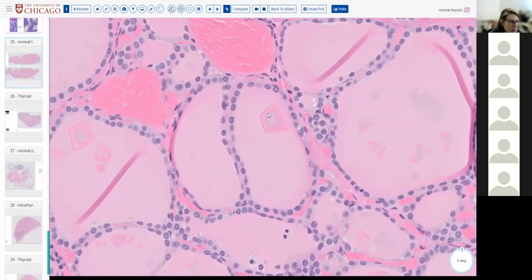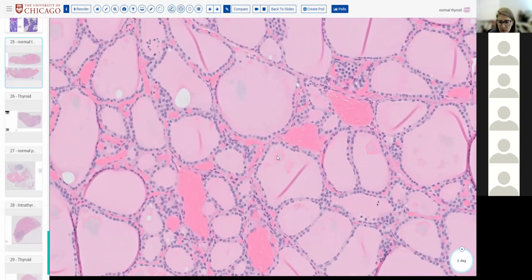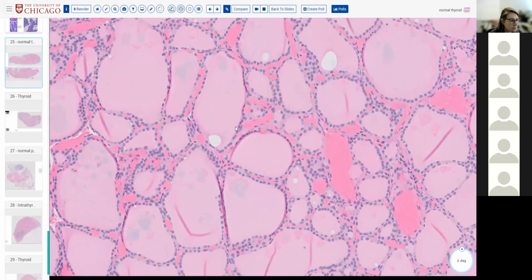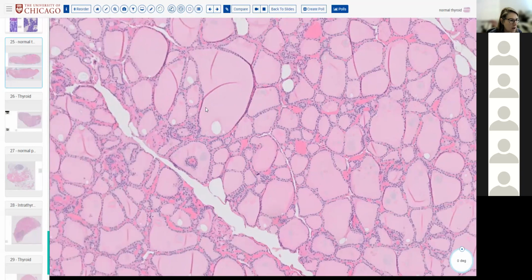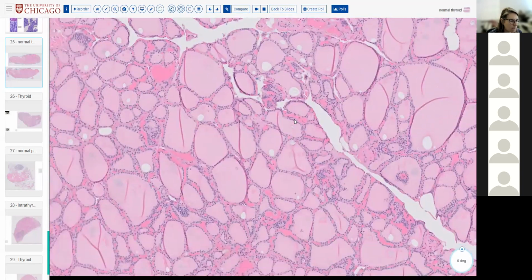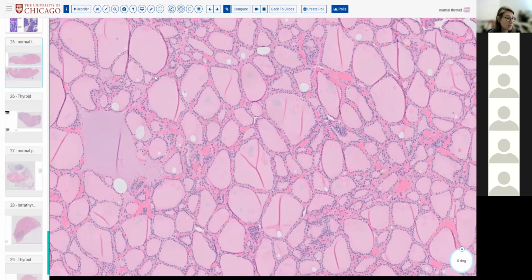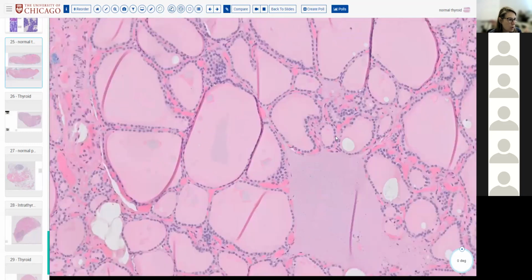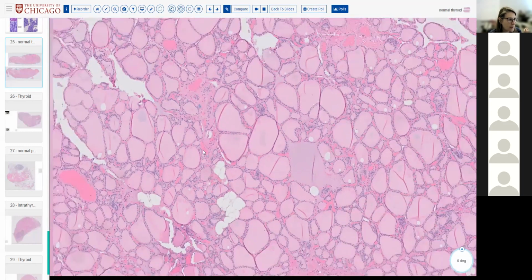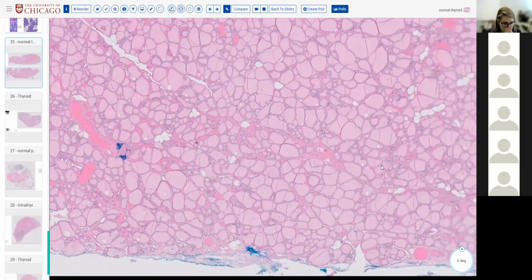All right, so what are these structures in the colloid? These square-shaped things. Crystals. Crystals of what? Is it oxalate? It's calcium oxalate. Excellent. And so if you see crystals of calcium oxalate in this pink stuff, you know for sure that you're in thyroid tissue, not in cystic parathyroid.